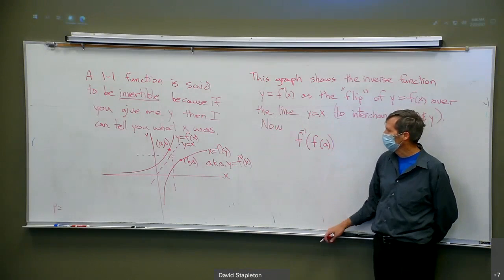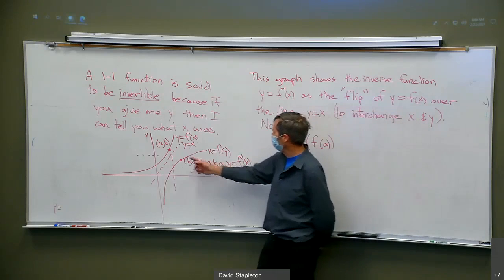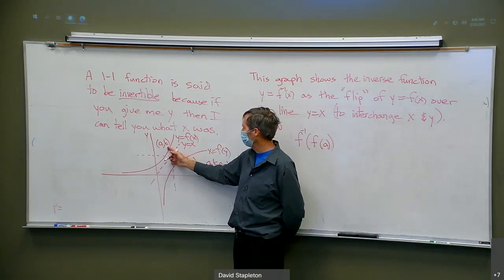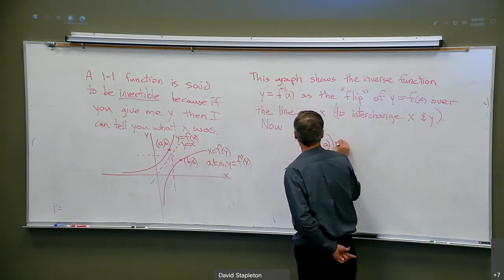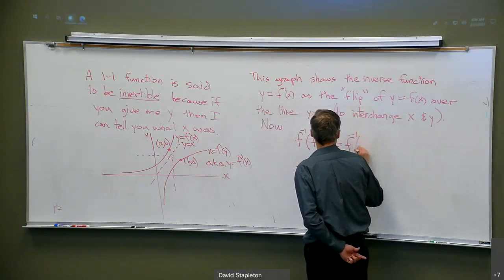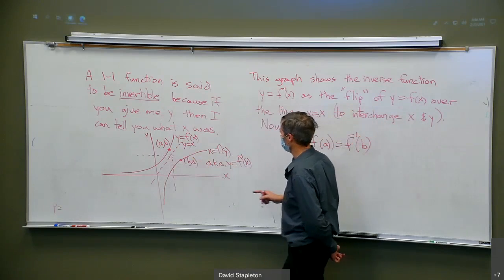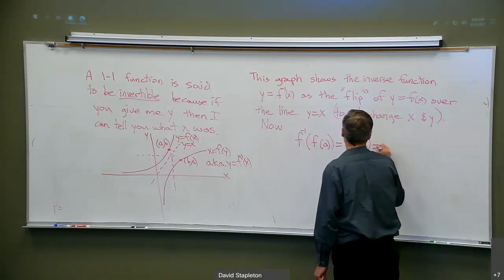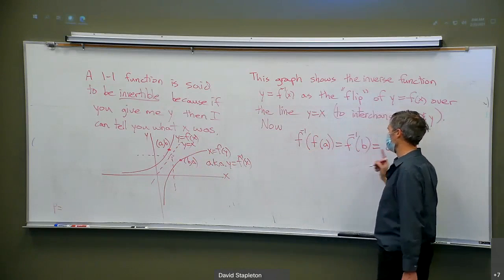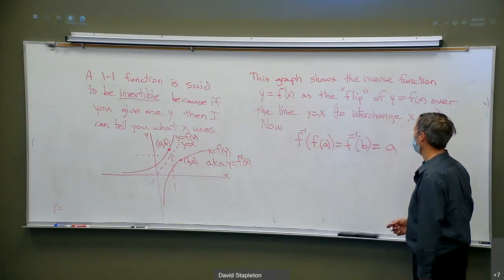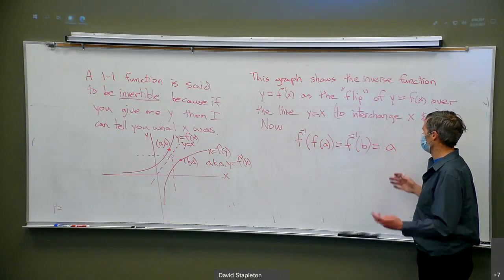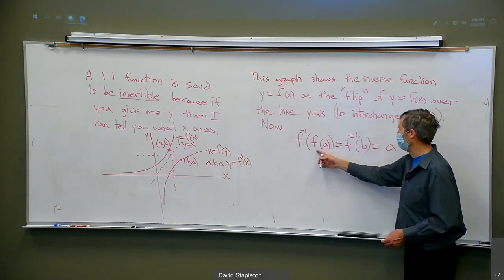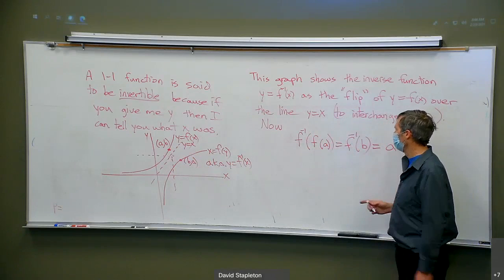Well, in the graph, if I put in a, b as a point on the graph of f of x, I put in a, I get back b, right? So this will be f inverse of b. But the definition of f inverse is that if b is in there, it gives you back a. F inverse of f of a just gives you a back. The inverse function undoes what the original function does. If you put a into f, f inverse gets you a back.